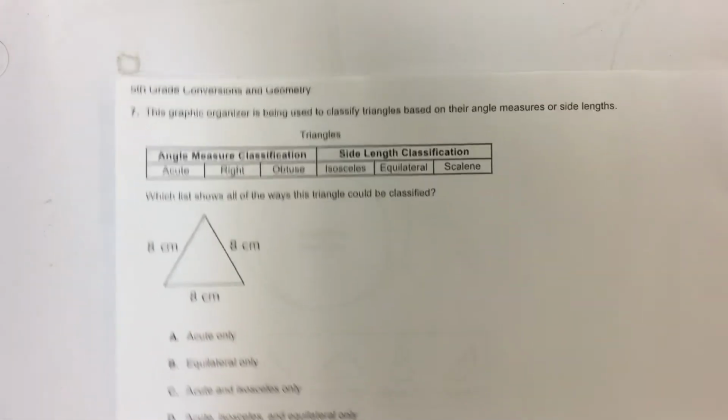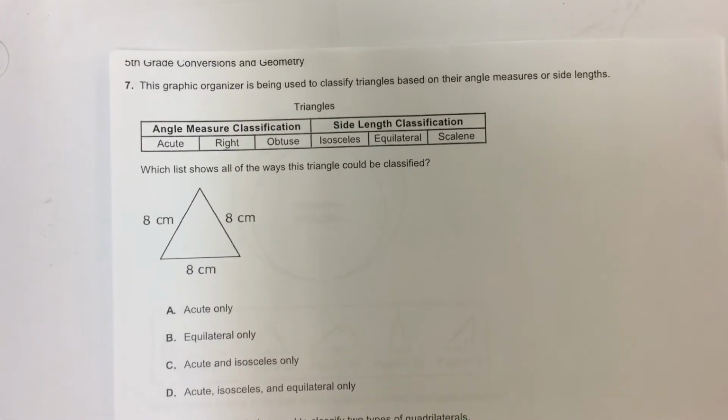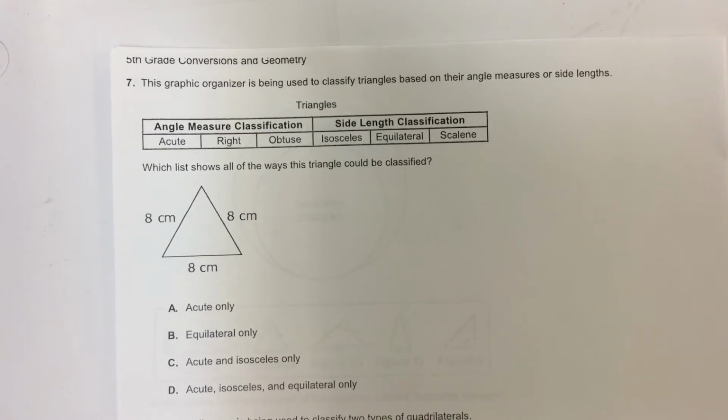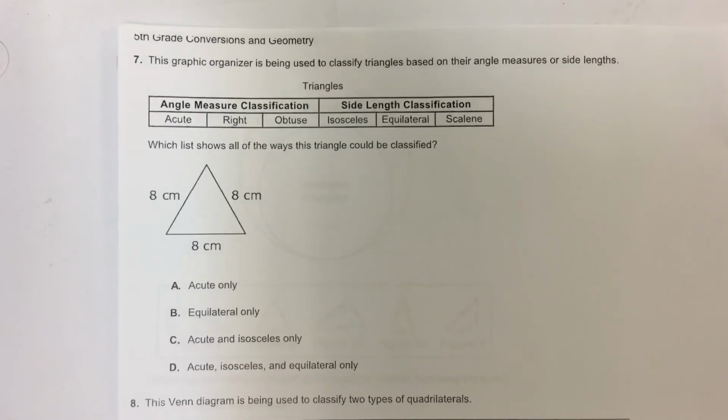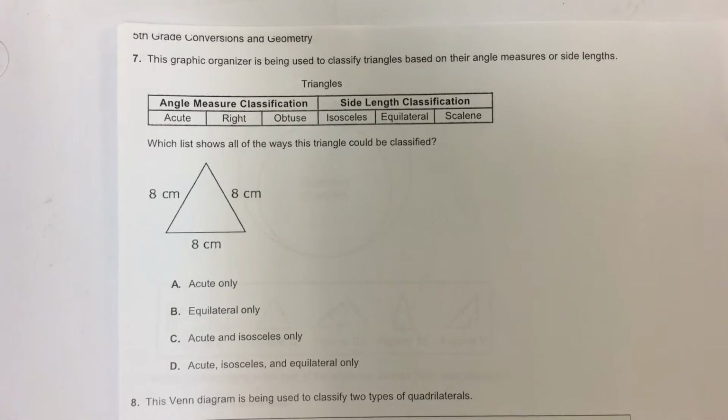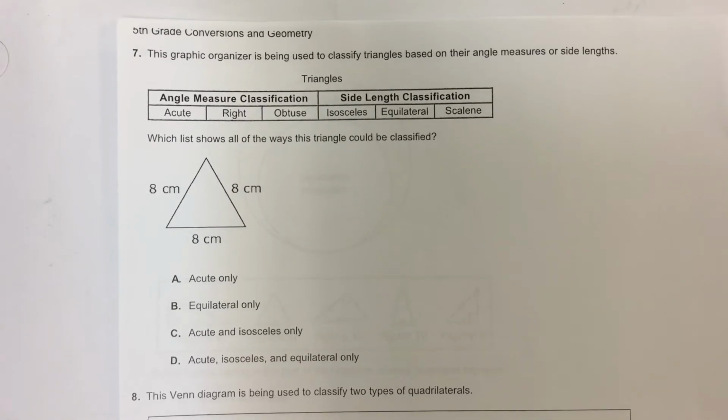All right. Number 7. This graphic organizer is being used to classify triangles based on their angle measures or side lengths, which lists all of the ways this triangle could be classified.